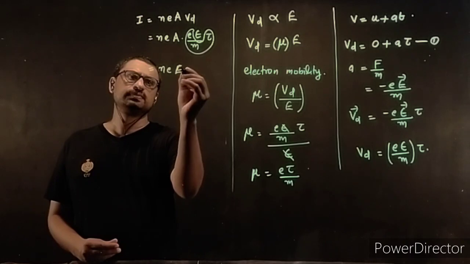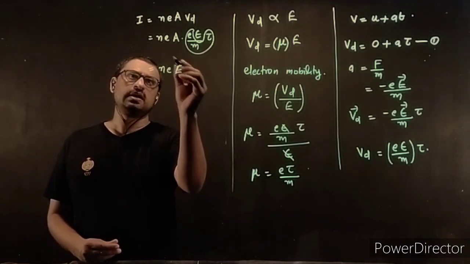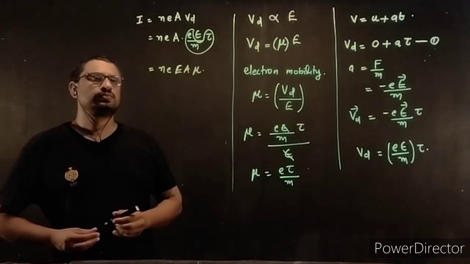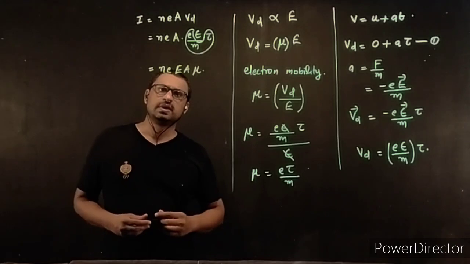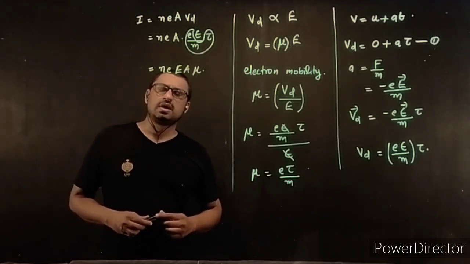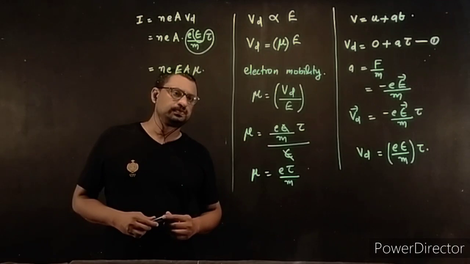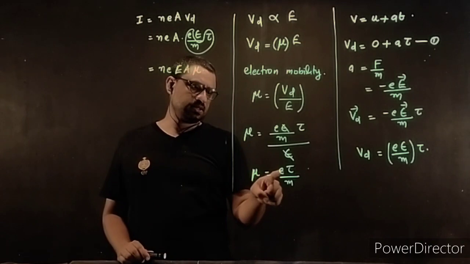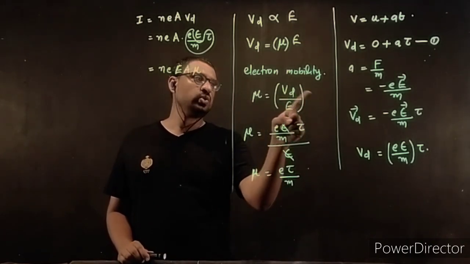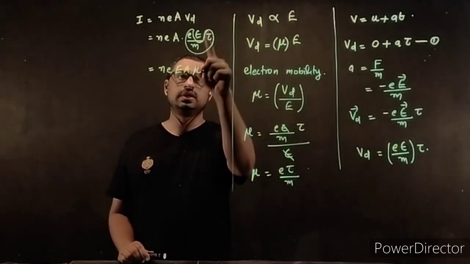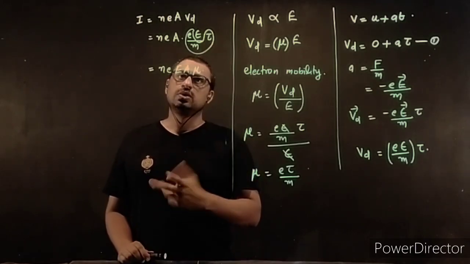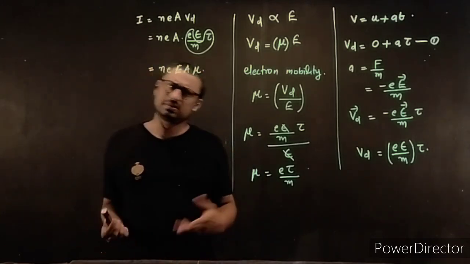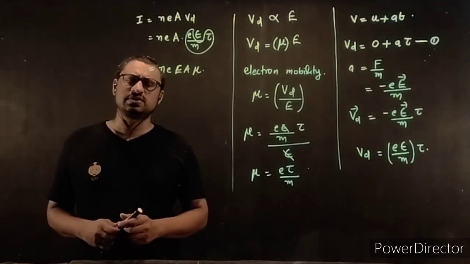So it can be equal to nAe mu E. I equals nAe Vd, and Vd is eE by m into tau, correct? That's it: nAe mu E. All kinds of different equations, that's all.